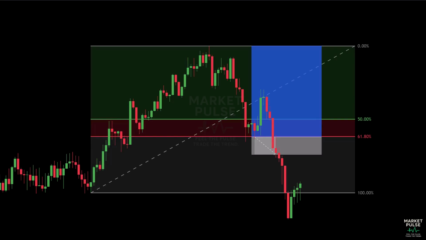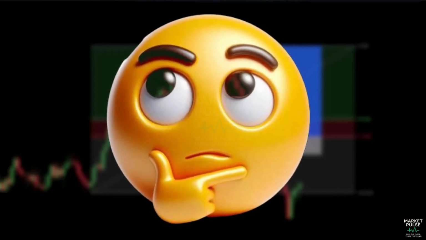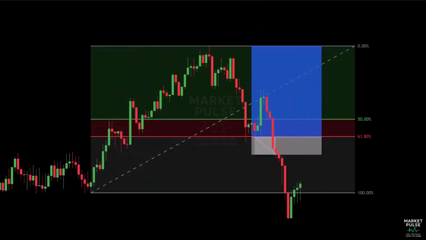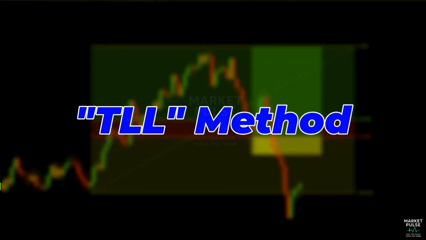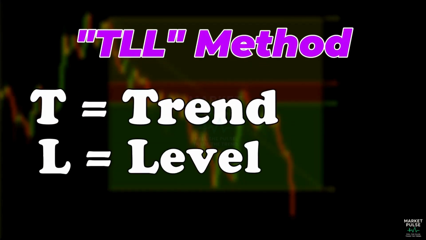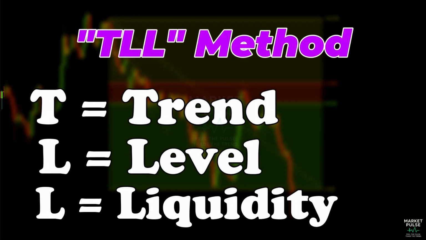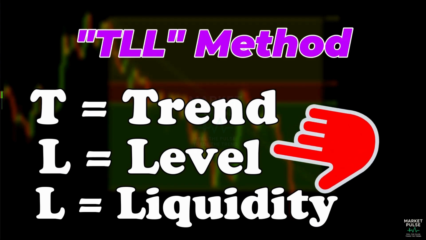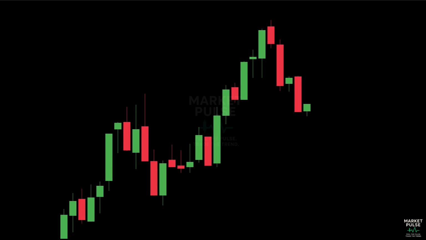So how do you stack the odds in your favor? That's where a method I personally use comes in. I call it the TLLL method, and it's a simple yet powerful technique that can dramatically improve your entry accuracy. TLLL stands for Trend, Level, and Liquidity Sweep Signal. For a Fibonacci retracement to truly hold, you ideally want all three to align. Let's walk through a real example so you can see exactly how this works in a live market environment.